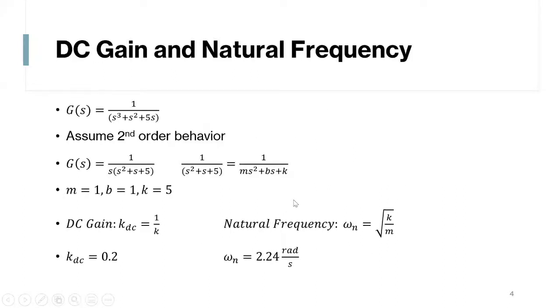Once we get the transfer function, we proceed to find the DC gain and natural frequency. Since we don't have a constant at the end of our denominator, we can factor out S and assume second order behavior for our equation, which will help us get our M, B, and K values. After finding the values, just plug them in the formulas for DC gain and for natural frequency to get the following answers.